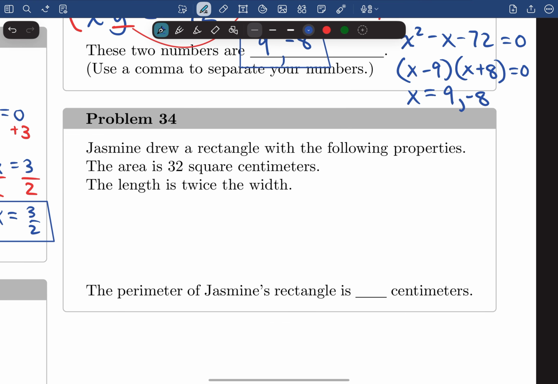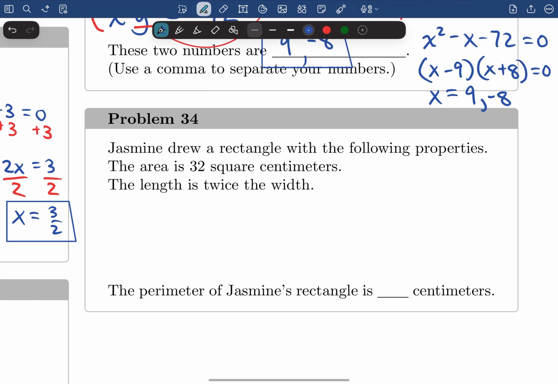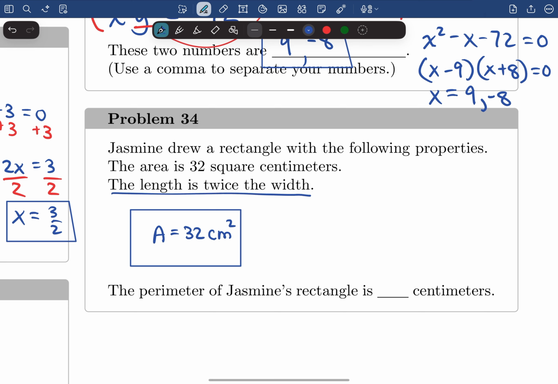So now our last problem, it's problem 34. Jasmine drew a rectangle with the following properties. The area is 32 square centimeters and the length is twice the width. Great, let me draw a diagram of that. So here's a rectangle and its area is 32 centimeters squared. And there's a relationship of the length and the width, right? So let's say that this is the length here and this is the width here. Well, the length is twice the width. It's 2 times W.